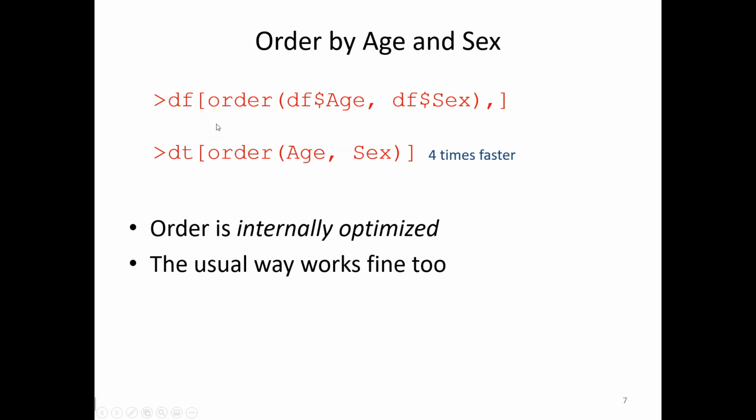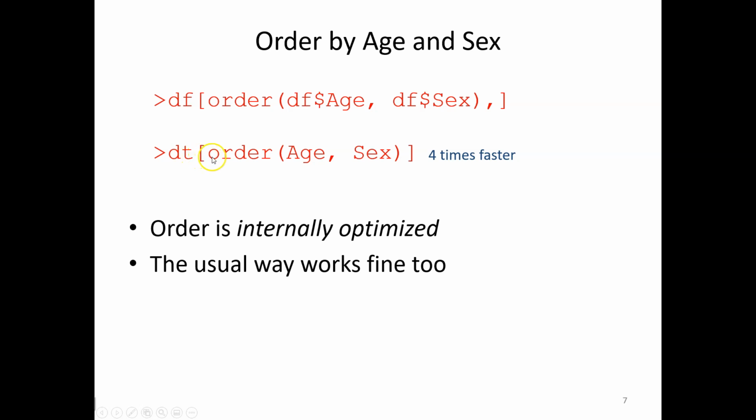If you want to order the data set by age and sex, for a data frame you would write the name of the data frame, df, and then within brackets you use the order function, and then what you're supposed to order it upon, df$age and df$sex, and then you will get the entire data frame ordered accordingly.